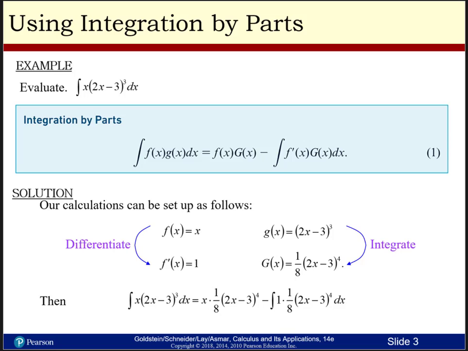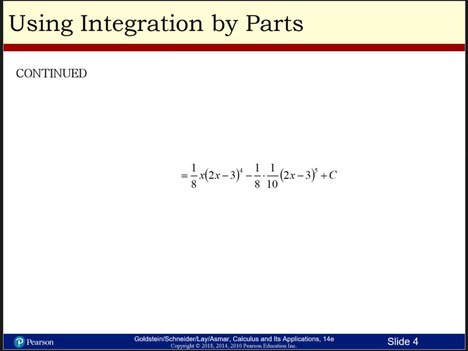Then, when we put this into our formula, what we have left is x times, with x being our f, and then we multiply it by that g, which was the antiderivative, 1/8 times 2x minus 3 raised to the 4th, minus, and then all we have left is the integral of 1, which was my derivative of f, times that antiderivative of g with respect to x. So we'll just have this integral to do, which we can do with the techniques we've learned before.